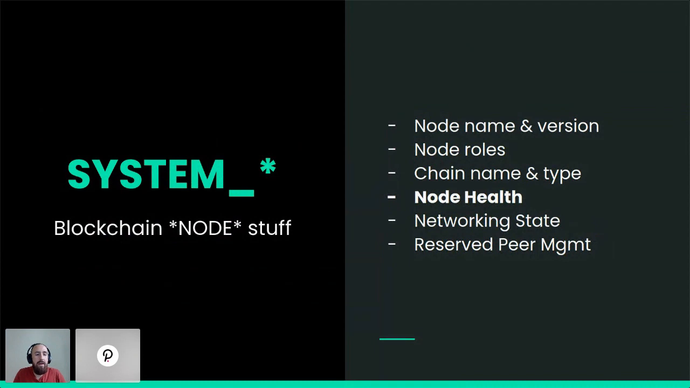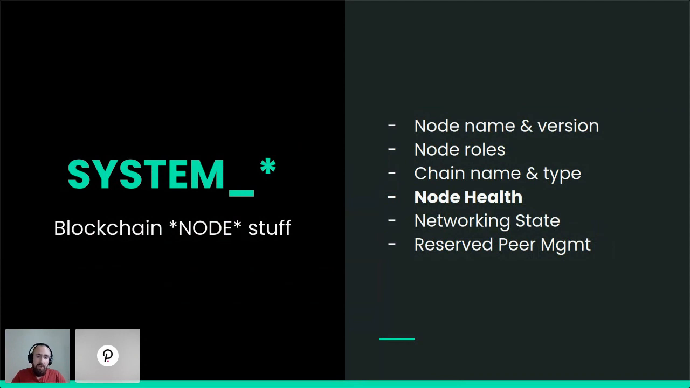So first of all, we have the system namespace. And this encapsulates all the queries that you can do that will tell you something about the state of the blockchain node itself. Not the blockchain, not the runtime, but just the client that is running on your computer. So you can get a version name, a version and a node name, what roles it's configured for, what chain it's actually syncing, and what network it's connected to, what are the peers, and what is its health.